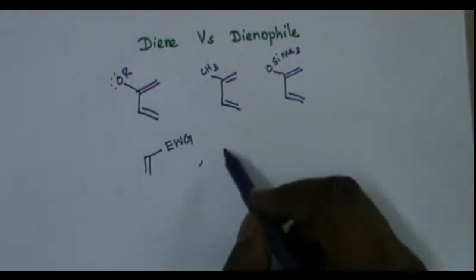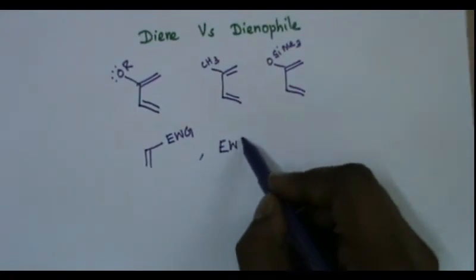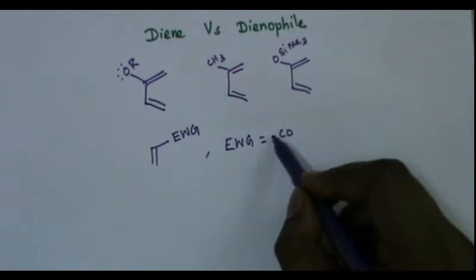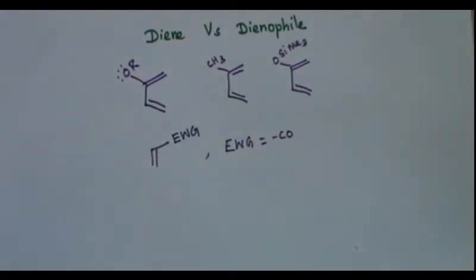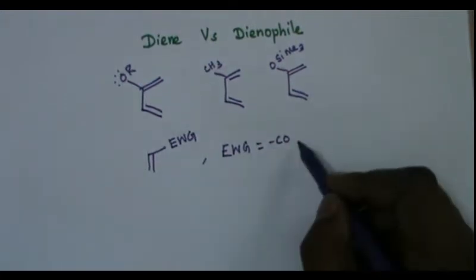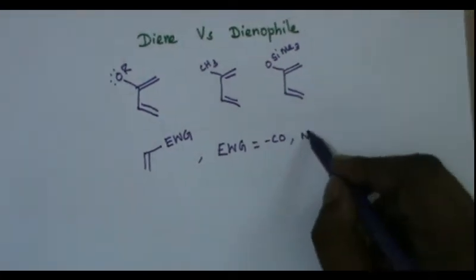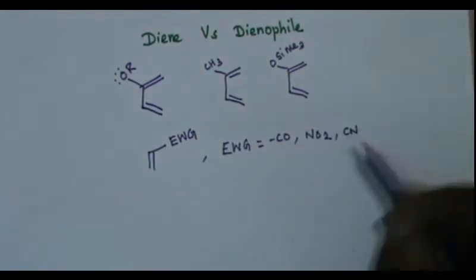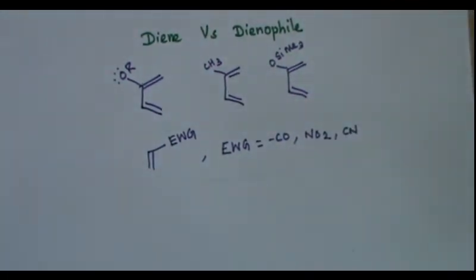So the electron withdrawing group whatever I add will generally be carbonyl compounds. So it may be aldehyde, ketone, ester, anhydride, etc. Or it may be nitro, maybe Cl. So these are some of the common electron withdrawing groups that we use in Diels Alder reaction.